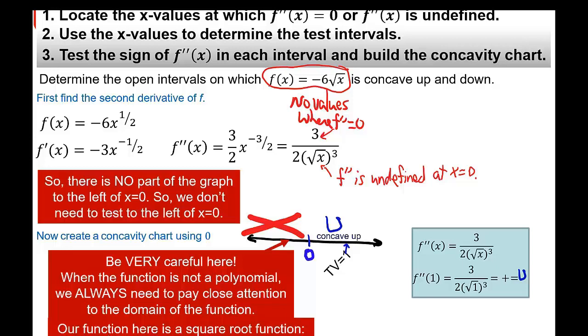So the question, this problem, was to find the intervals in which the function is concave up and concave down. And it turns out there's no place where it's concave down. It's strictly concave up on the interval from 0 to infinity. Please go back and look at this problem again and go through it and make sure you understand that when you're not dealing with a polynomial function, the domain issue is extremely important. You simply cannot test a value that's outside the domain of the function. With polynomials, you never have to worry about anything like that. So look at that again and go through it and make sure you understand how that all worked out.